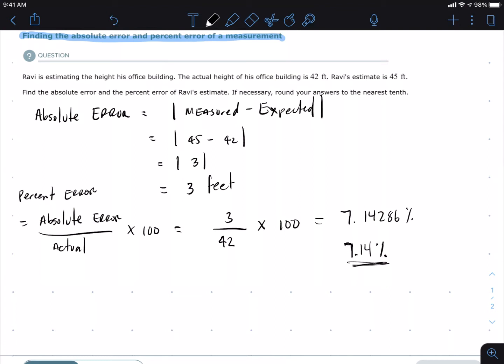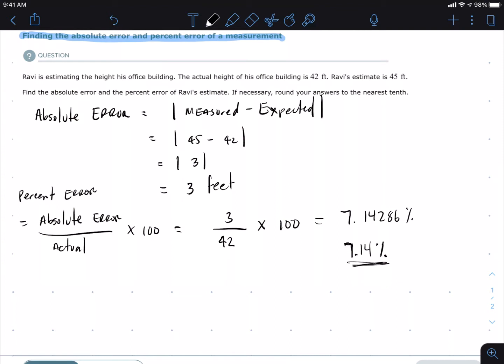Over. So I wish it would tell us, but it doesn't. Because the absolute error is used, because we use the absolute error and percent error, it just tells us how much he was off by. He was off by 7.14%. It doesn't tell us if it's over or under.